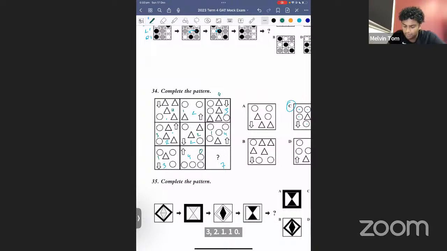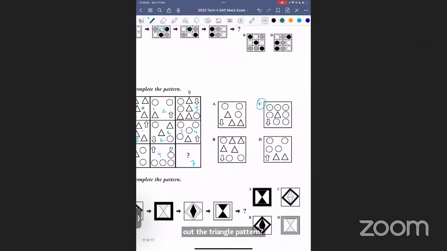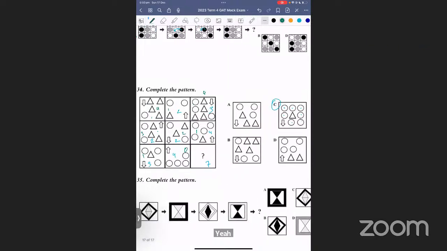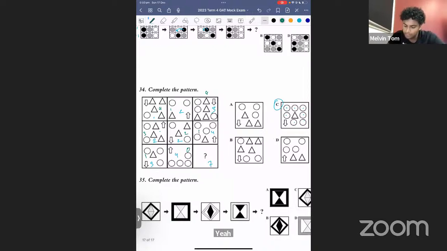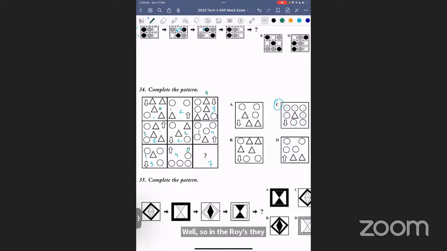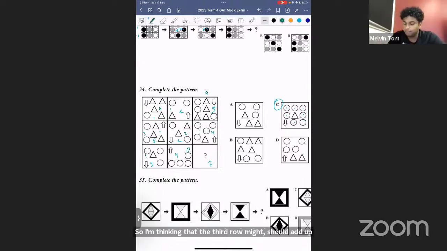1 plus 3, 4, maybe. But then 0 plus 2, 1. Anyone able to figure out the triangle pattern? What do you think, Doshi? Well, in the rows, the first row adds up to 9, and then the second one adds up to 6. So I'm thinking that the third row should add up to 3, because it might decrease by 3 every time. Good. But then that wouldn't work with our answer. So we found the answer.